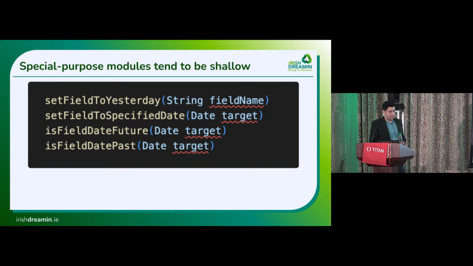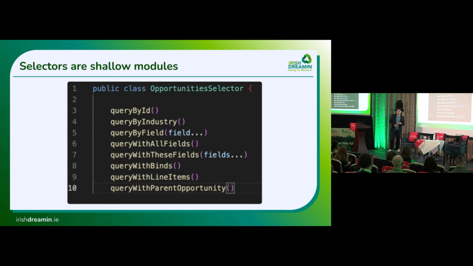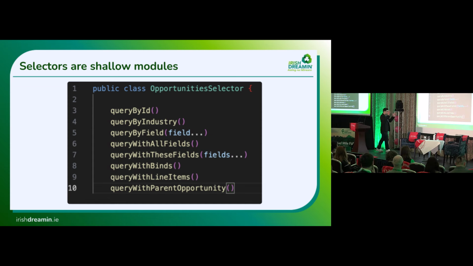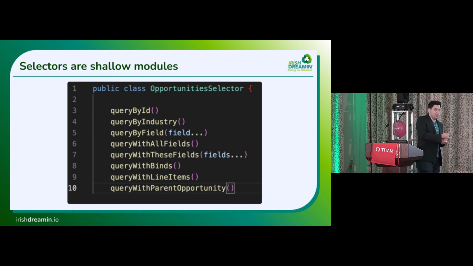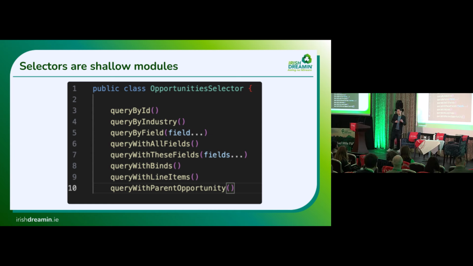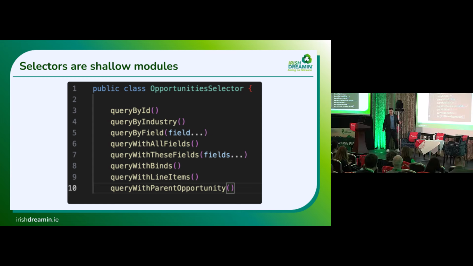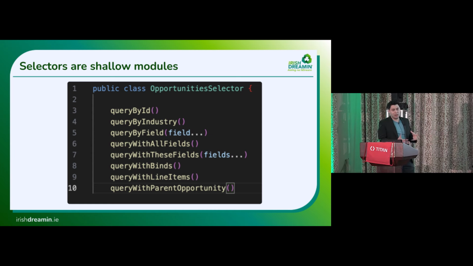And I'll give another example of this: I controversially think that selectors are actually shallow modules. This is an example of the typical SQL query selector from Financial Force or other libraries, where we create specific methods to query different things. Again, it creates that inertia: if you're going to have a query by ID, why not have query by industry, and maybe query by specific field, maybe query with all fields or query with only these fields? They become so specific and so special purpose that the whole selector as a whole becomes a shallow module.